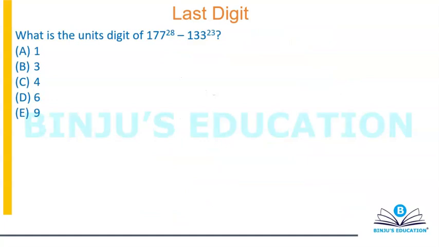So now you know how to use it also. So pause the video and try this question, please. This is 177 entire to the power 28. Okay, so don't get confused that it's only on the one term. This is 177 entire to the power 28, 133 entire to the power 23.